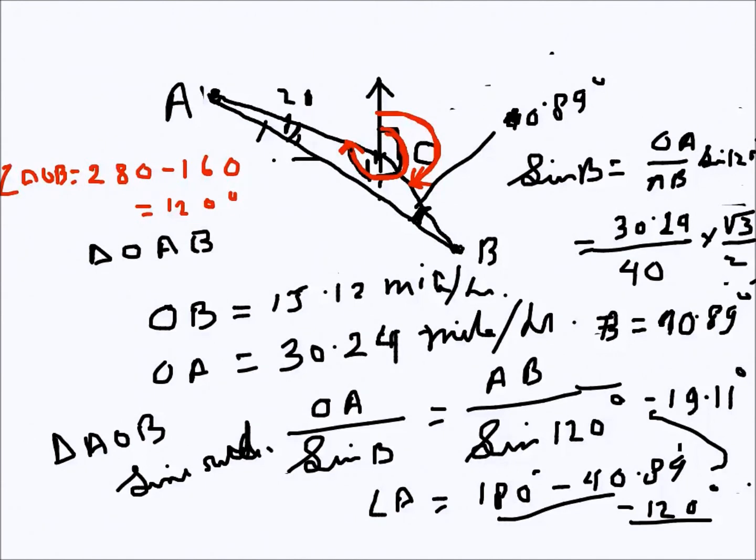So OB is actually 15.12 miles distance, because this is not the speed. The speed of B is 15.12 miles per hour, and the distance OA is 30.24 miles. So the speeds of B and A respectively are 15.12 and 30.24 miles per hour, and also root 3 over 2 is 0.866, so this one is 0.866.